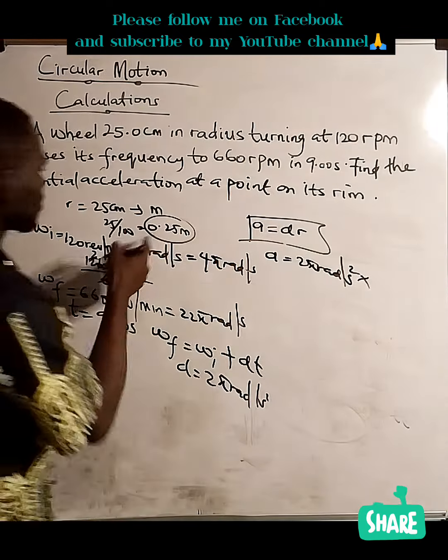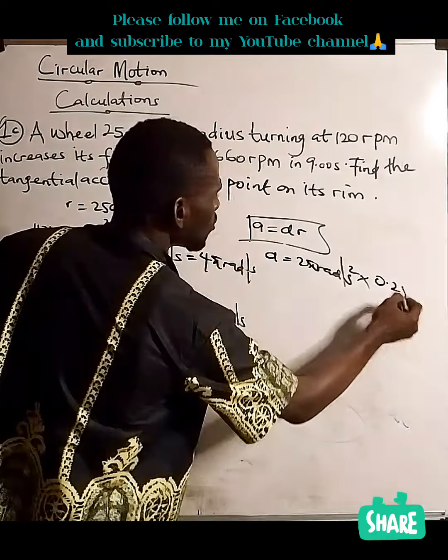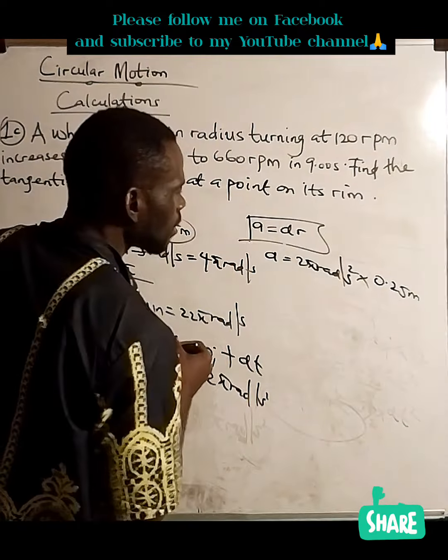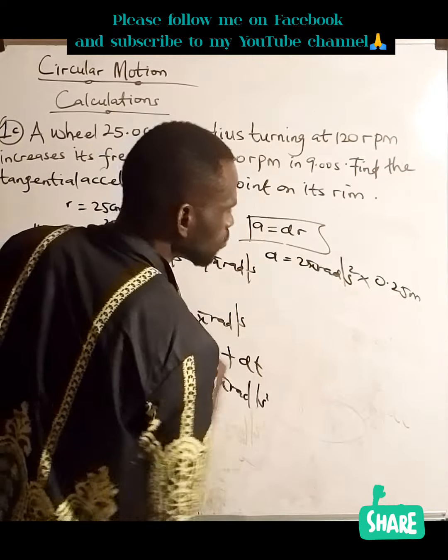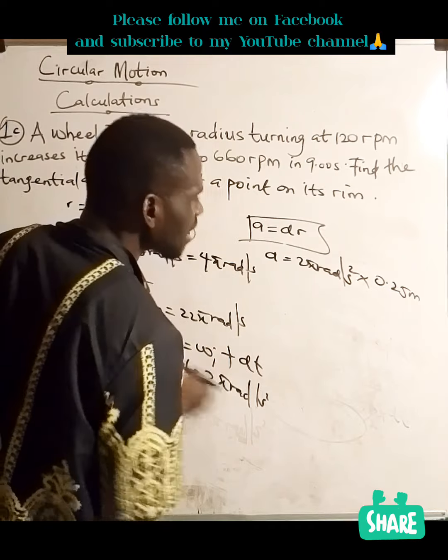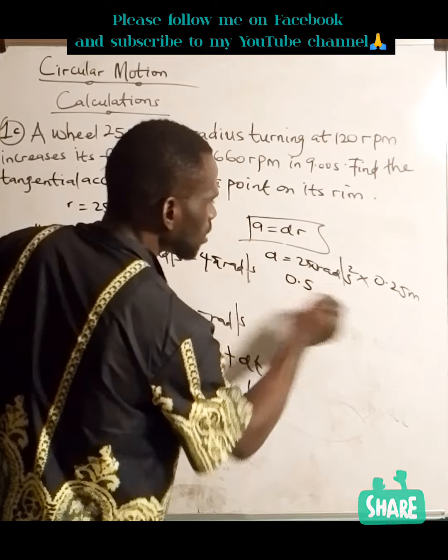So now we get our linear acceleration: angular acceleration, 2 pi rad per second squared, times radius. What's the radius? The radius is 0.25 meters. So you multiply 2 times 0.25, and that will give us 0.5 pi.